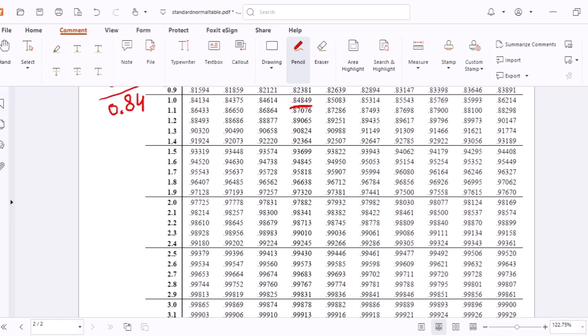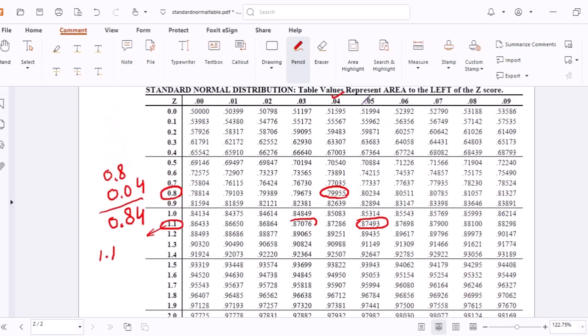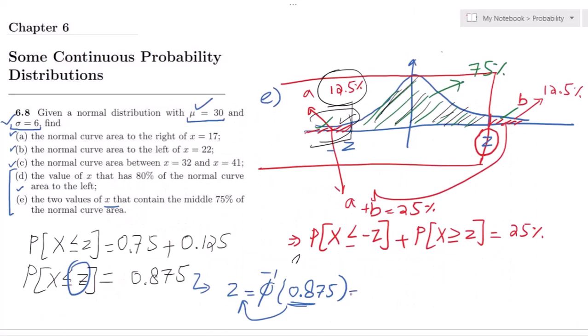Let me search for 0.875. Okay, this is the 0.875. So it is 1.1 in the row, and in the column, what is it? It is 5, so 0.05, so it is 1.15. So the value of z is 1.15, and similarly the value of minus z would be minus 1.15. So these are the two values which are here. This is minus 1.15 and this is 1.15.